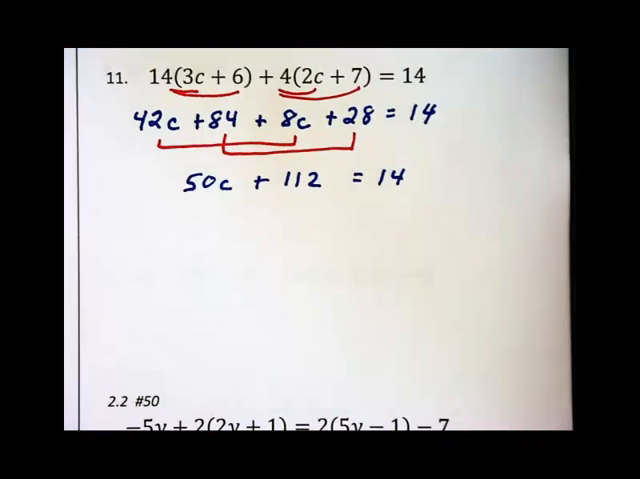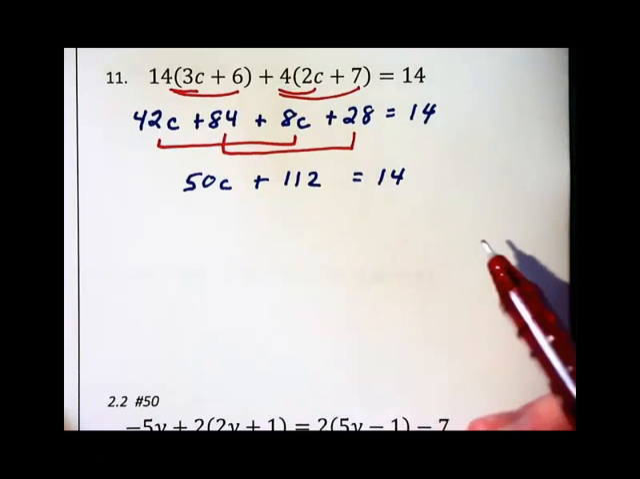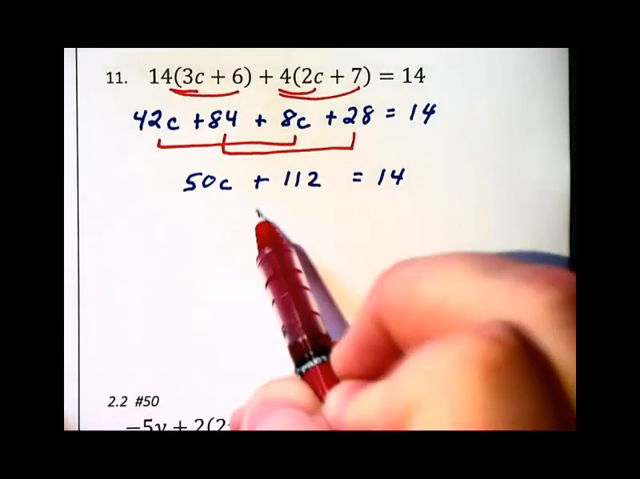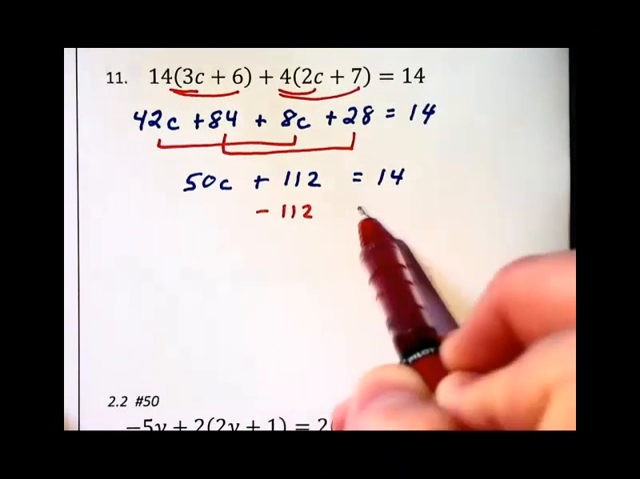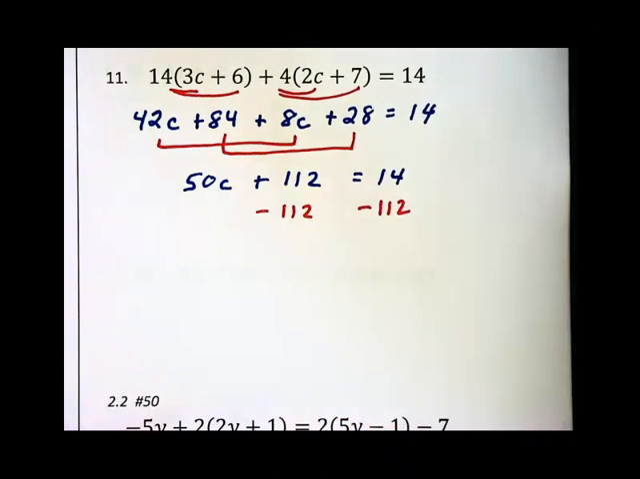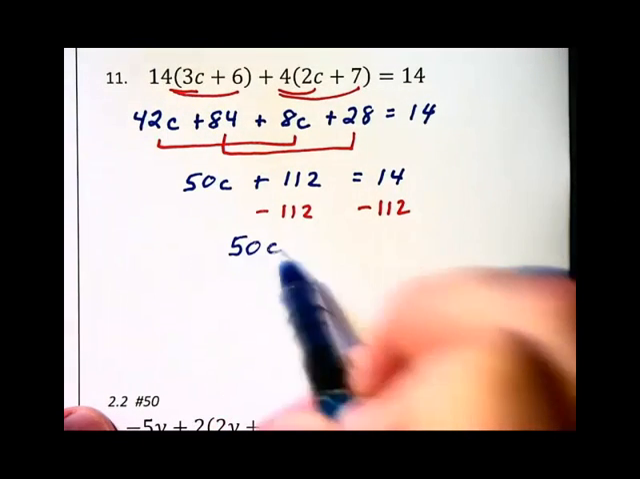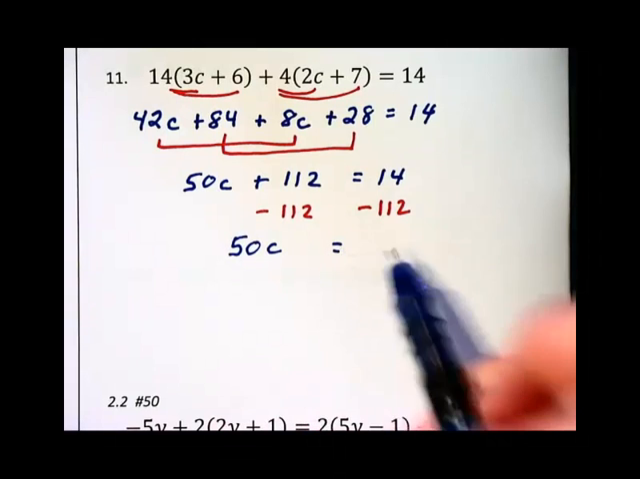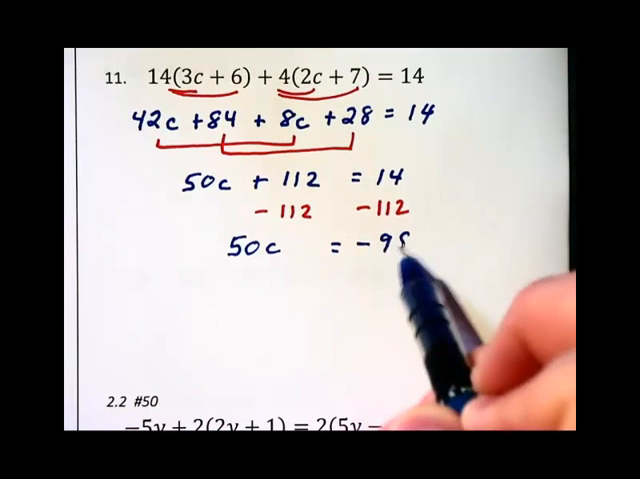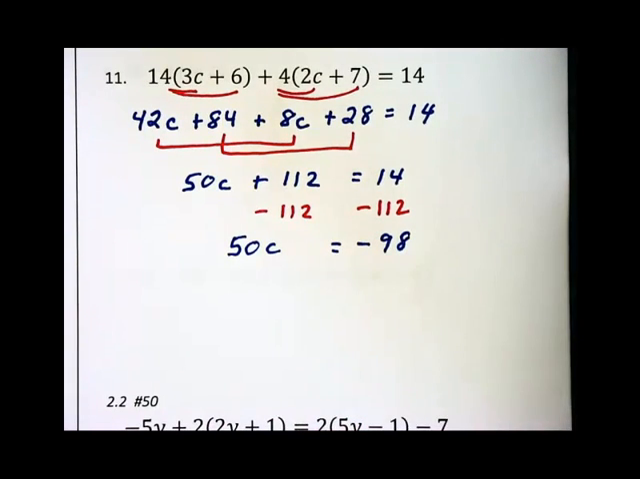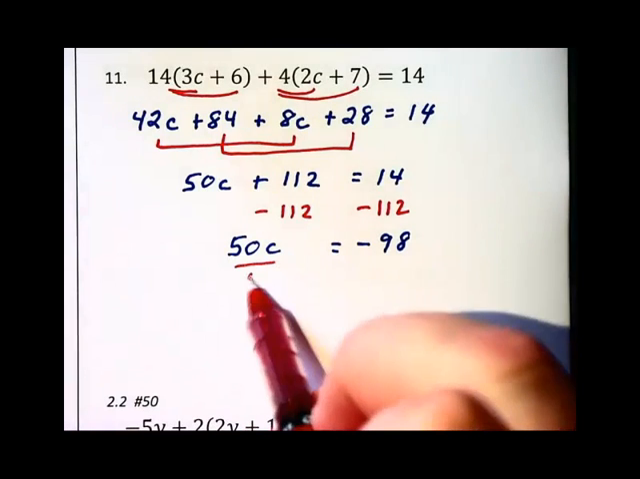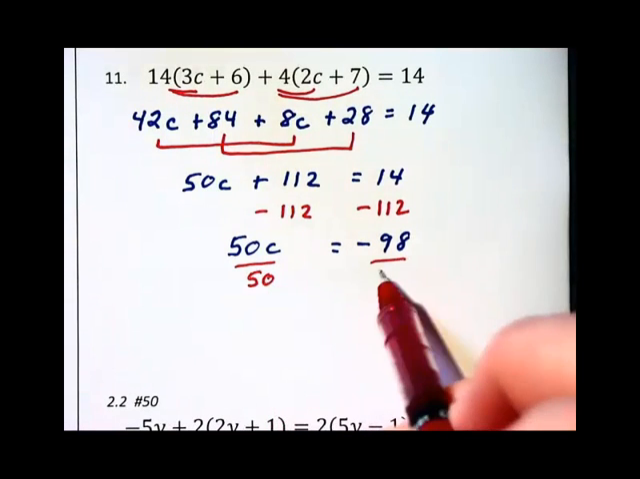Now we don't have to worry about step 3, getting the x's, or the c's in this case, to one side of the equation. So we move on to the addition or subtraction. We're going to subtract 112 off of each side of the equation, leaving us with just the 50c on the left, and on the right negative 98. Finally, to isolate the c by itself, we're going to divide off the 50 on each side.